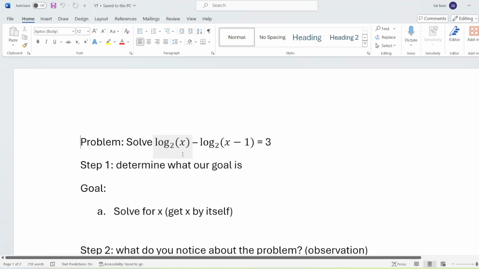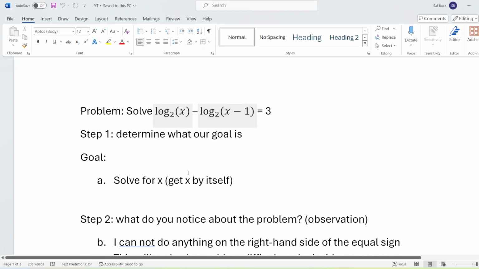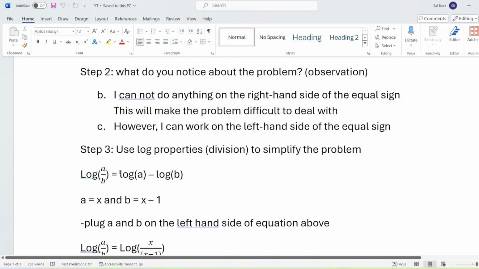So the reason why I say log properties is, well, one thing, I have logarithms and I have this minus sign here. I think, okay, what do I know about logarithms that might help me with this problem? So that's how I kind of thought of the problem on the left hand side to maybe simplify it.